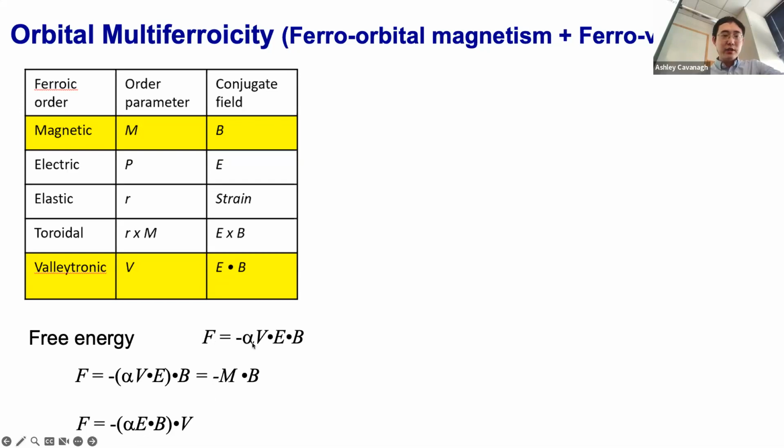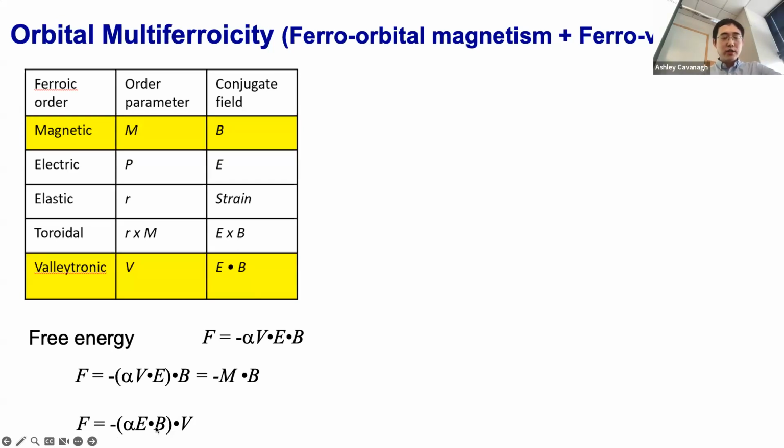It's a product of some coefficient times valley polarization times electric field times B. And of course, here for 2D material, we only care about the electric field and magnetic field out of plane. So these E and B are effectively scalar. If you only care about how it behaves in a magnetic field, then you look at this free energy as minus m dot B, where your m is the effective orbital magnetization that depends on the valley polarization and the electric field you apply. But if you decide to look at valley as an order parameter, then the field conjugated with that in the free energy will be something like E dot B. And this is what we observe.